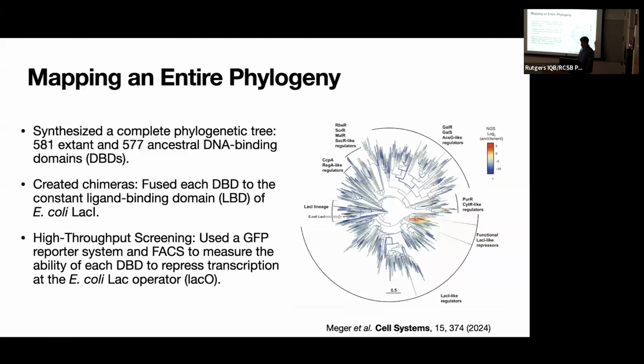So we made a big tree, 580 sequences and 577 ancestors, and we empirically made every DNA binding domain on the tree. We made over 1,000 proteins that all have a different DNA binding domain sequence, and we fused them all to the same ligand binding domain of LacI. So we can just use lactose or a lactose analog to turn this on or off. Batson's group used a high throughput screening method with a GFP reporter system to look at whether they could affect transcription of the lac operator.